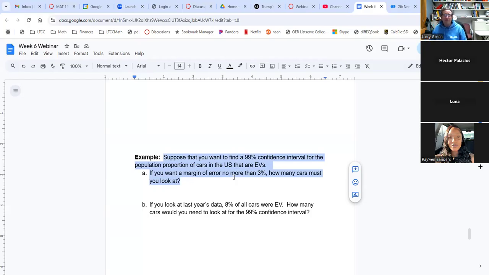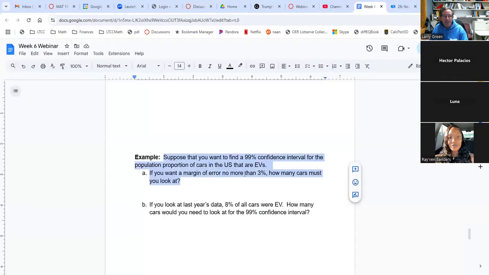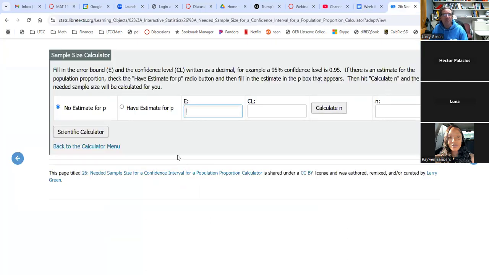Okay, nowhere on what's highlighted does it show the population proportion. So we have no estimate, so we're going to keep that no estimate for P. We wanted our margin of error to be no more than 3%, so that's 0.03. Our confidence level, we wanted 99%, so that's 0.99.